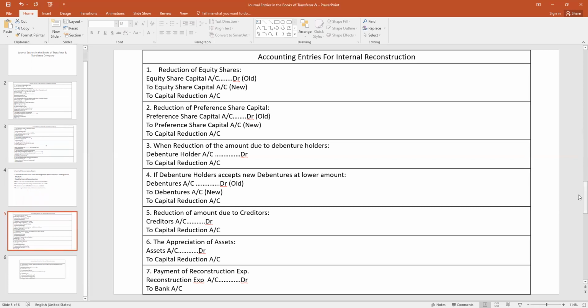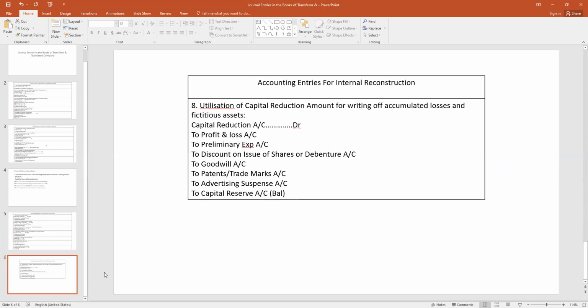If there is a reduction in the case of creditors, the journal entry will be: creditors account debit to capital reduction account. Suppose during the internal reconstruction the asset value increases. Then the journal entry will be: concerned assets account debit to capital reduction account. Payment for the reconstruction expenses: if the company pays any expenses related to the reconstruction, the journal entry will be: reconstruction expenses account debit to bank account. Reconstruction expenses we always adjust against cash or bank.